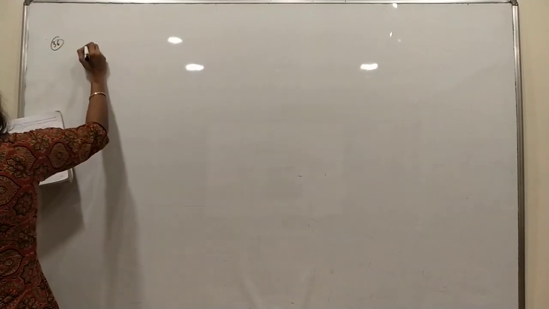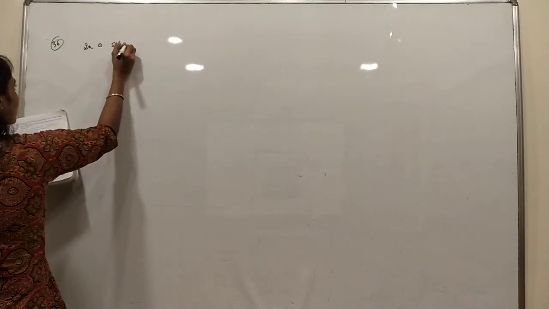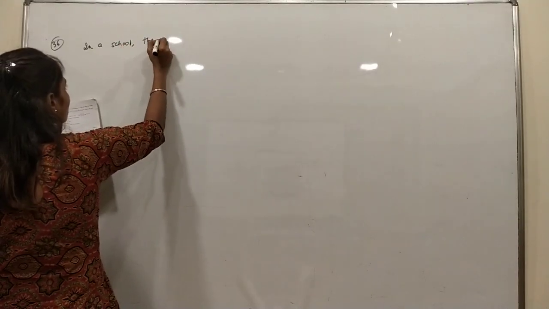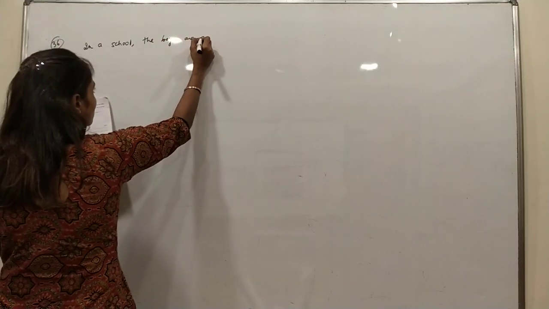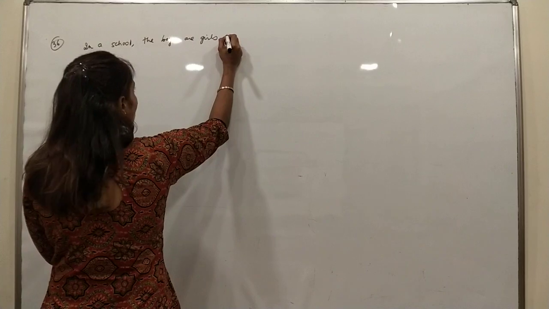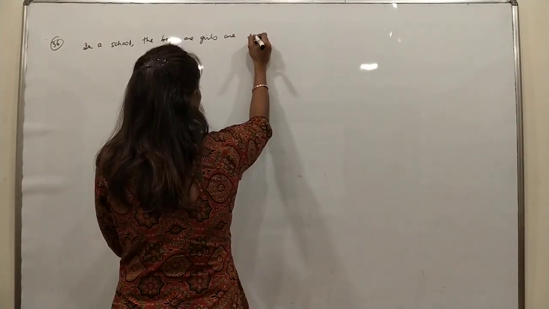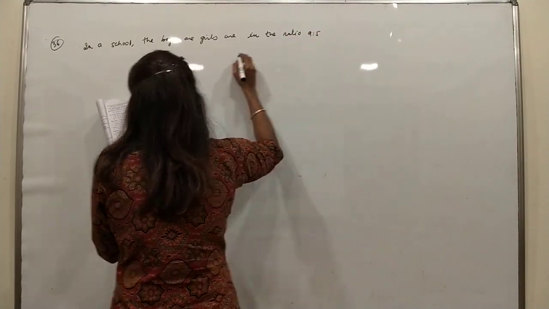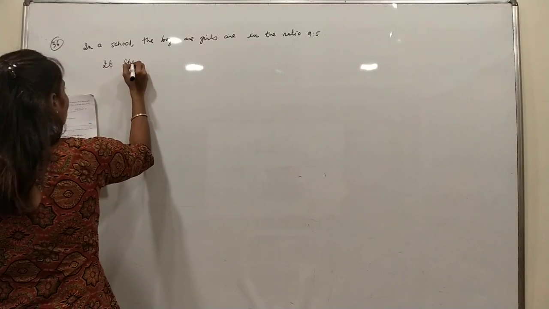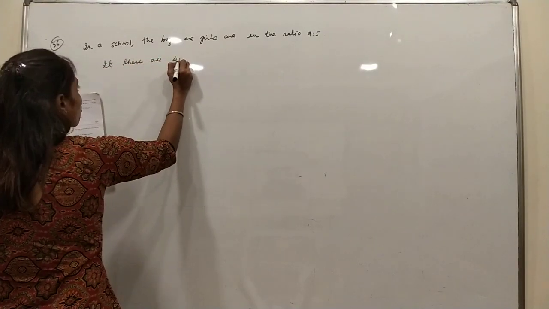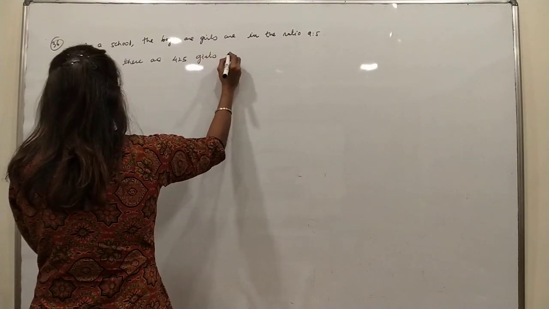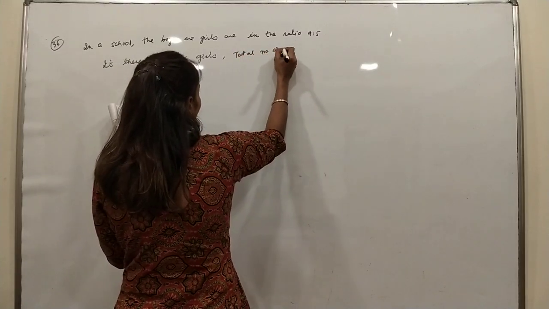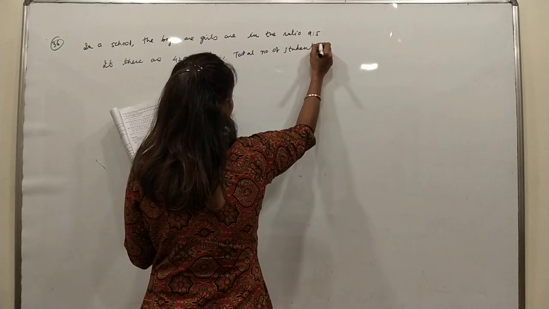36 number. Very easy. In a school, the boys and girls are in the ratio 9:5. If there are 425 girls, what is the total number of students? What is the total number of students? It is very easy.